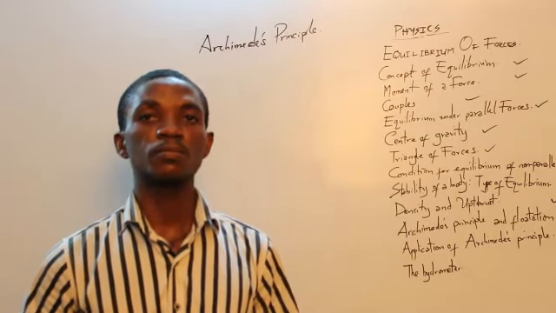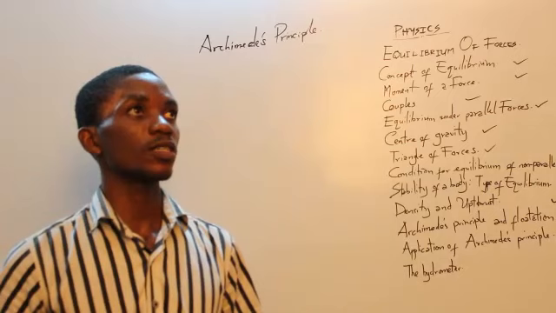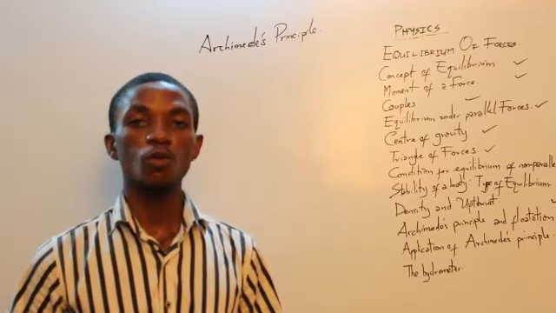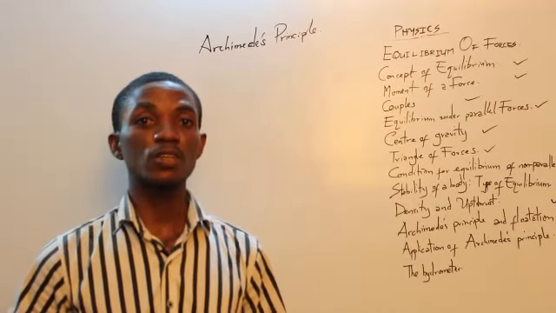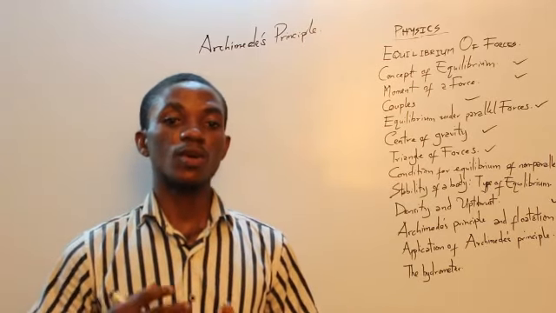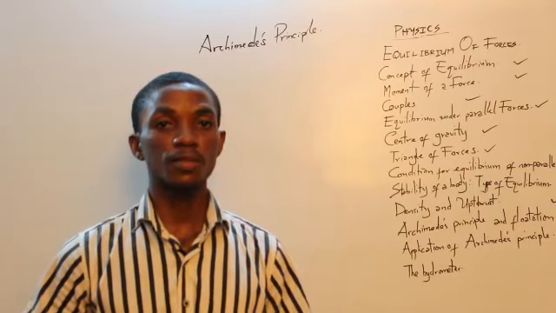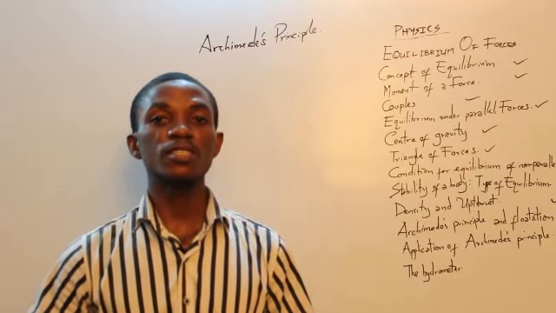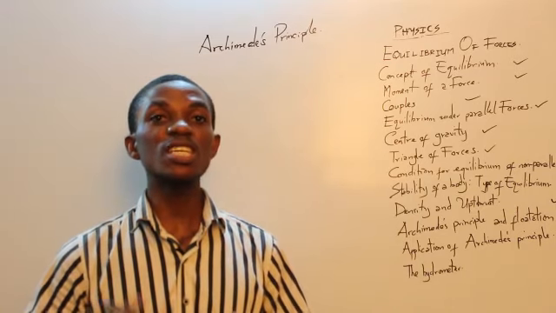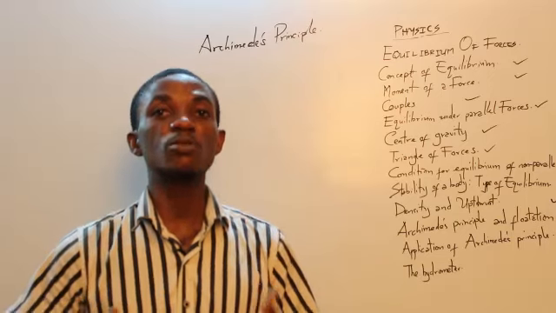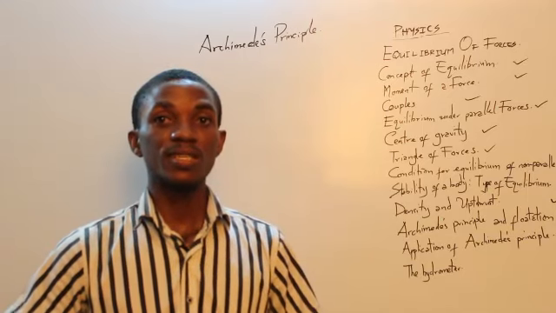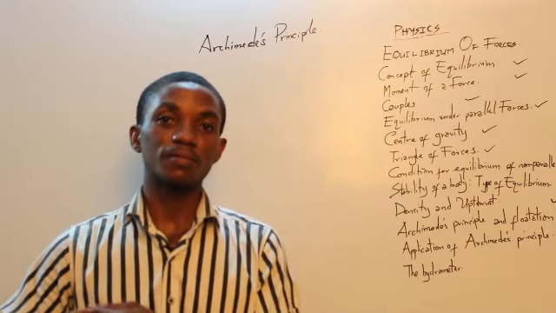Archimedes' Principle. Archimedes' Principle is a principle that was propounded to solve problems having to do with flotation and sinking of objects in liquids. Now, the principle states that when a body is wholly or partly immersed in water or in a liquid, it displaces a volume of water which is equal to the mass it loses. In other words, it loses its own weight and it displaces a volume of water.